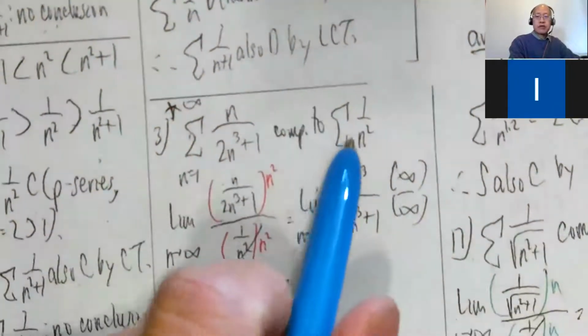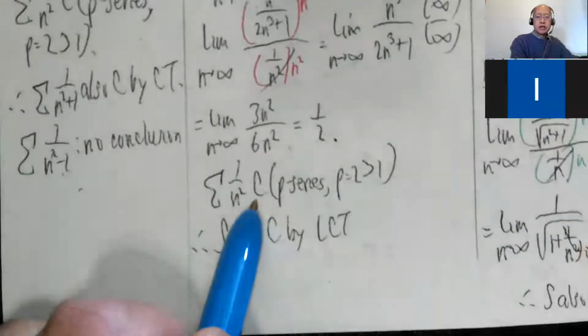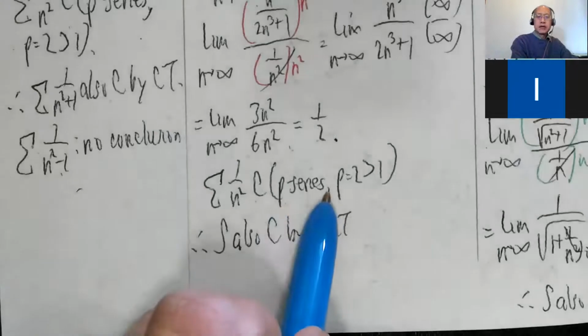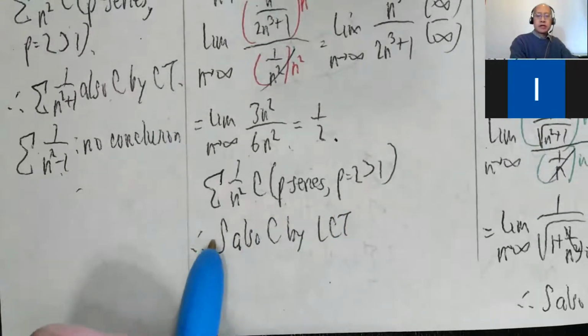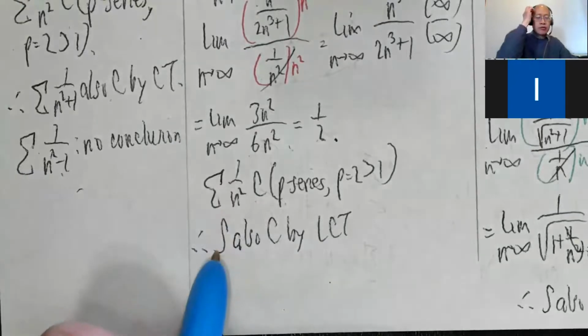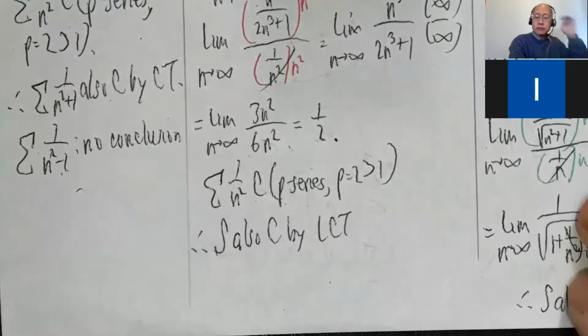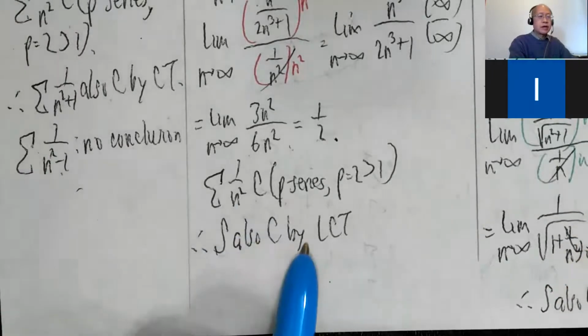So what do I know about summation of 1 over n squared? It converges because it's a P series. P is equal to 2, which is greater than 1. Therefore, the original series, so S is our abbreviation for the original series, just like before I used capital I for the original integral, also converges by LCT, limit comparison test.